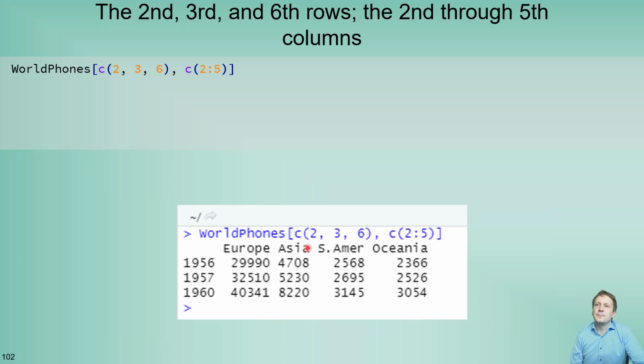Okay, now select the second, third, and sixth rows. Okay, so we concatenate 2, 3, and 6 for row selection, and then 2 through 5 for the columns.